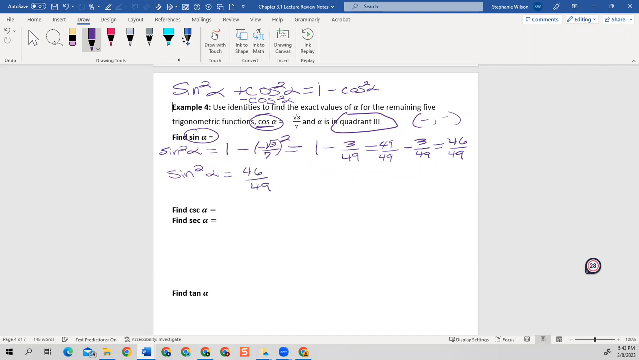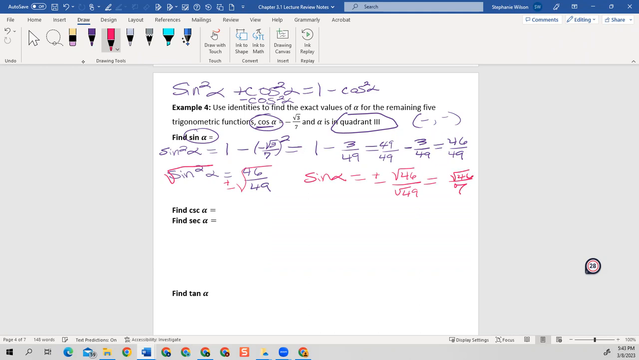I need to take the square root of both sides. And when I take the square root of this other side, since it's even, I'm going to get a plus or minus. Sine squared, it's just going to be sine. Or the square root of sine squared is just going to be sine alpha. We got plus or minus. I'm going to break this apart. I'm going to say square root of 46 over square root of 49. Well, square root of 49 is 7. And the square root of 46, well, it doesn't factor down any more than that.